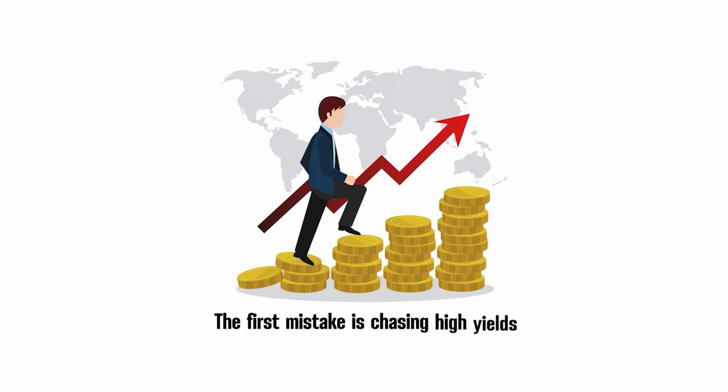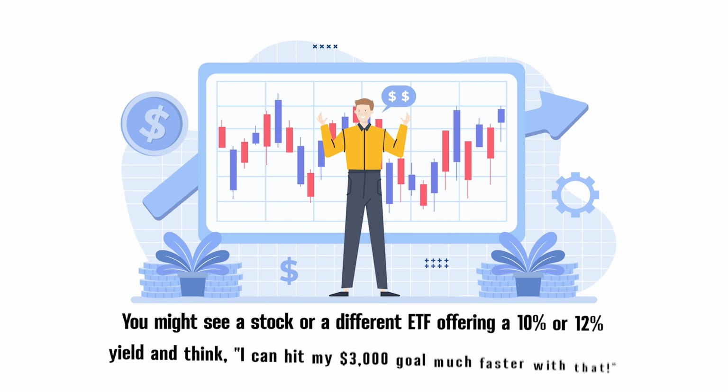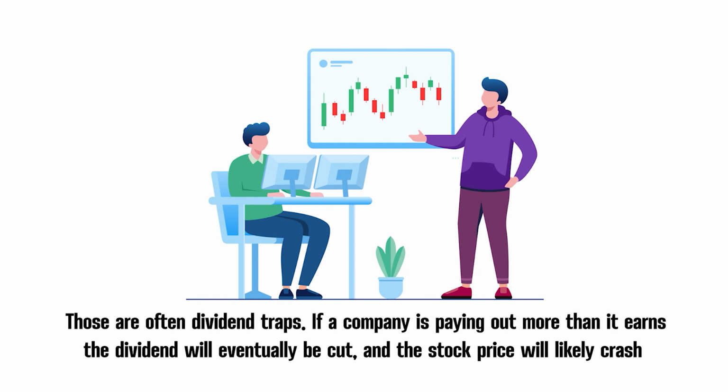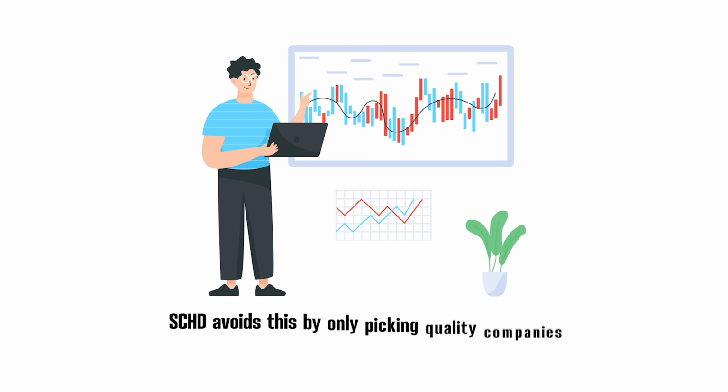The first mistake is chasing high yields. You might see a stock or a different ETF offering a 10% or 12% yield and think, I can hit my $3,000 goal much faster with that. Those are often dividend traps. If a company is paying out more than it earns, the dividend will eventually be cut and the stock price will likely crash. SCHD avoids this by only picking quality companies.